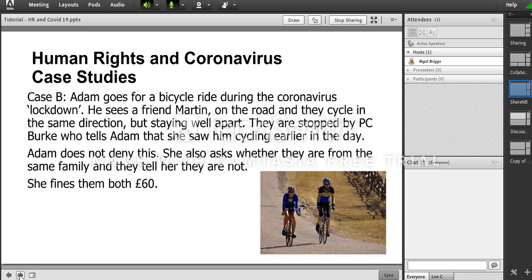In this case, Adam has gone for a bicycle ride during the coronavirus lockdown. He sees a friend Martin on the road and they cycle in the same direction, but staying well apart. They're stopped by PC Burke, who tells Adam that she saw him cycling earlier in the day. Adam does not deny this. She also asks whether they're from the same family, and they tell her that they are not, so she fines them both £60. On the face of it, both PCs look as if they're on solid ground, but that's for our discussion to decide whether, in fact, they've acted lawfully.